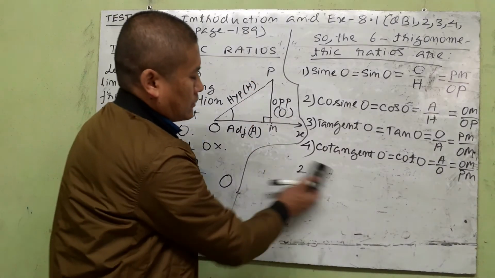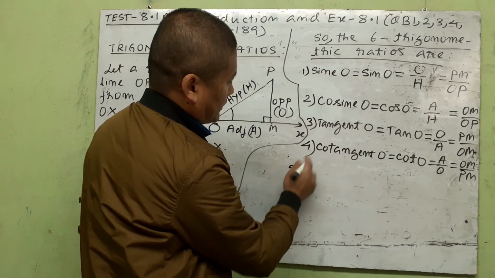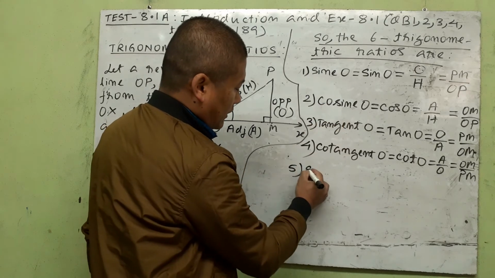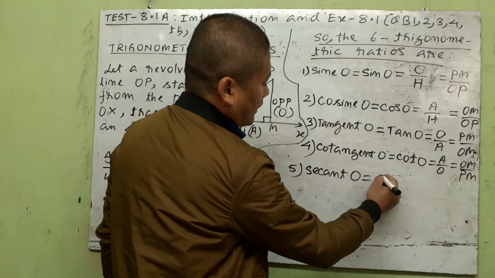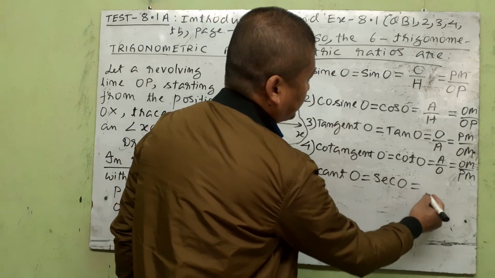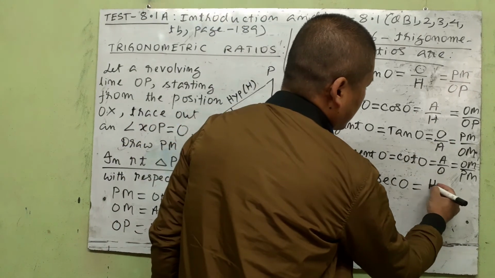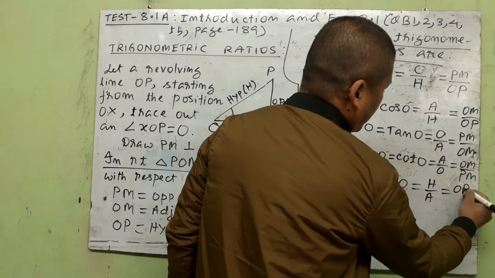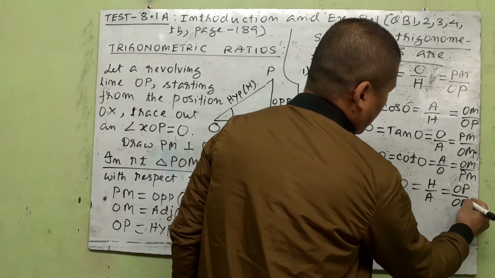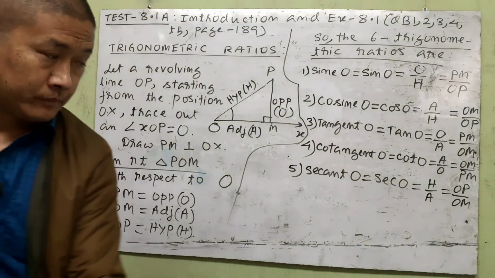Okay. So the fifth ratio is the reciprocal of cosine, and the reciprocal ratio of cosine is called secant O, written in short as sec O. So reciprocal means simply H will go up, A will come down. Likewise, OP will go up, OM will come down. I hope you're getting it, right?